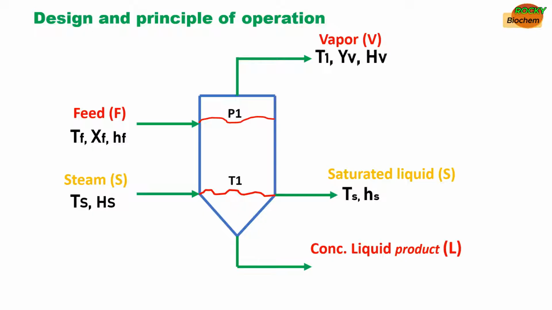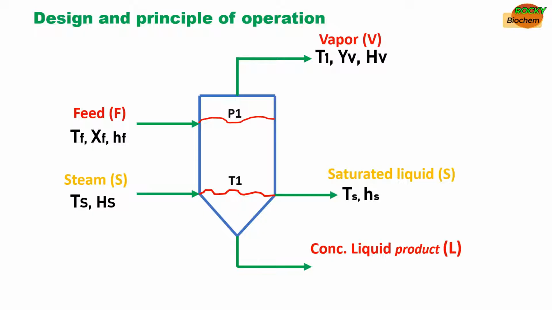And now let's look at the vapor. This is literally pure water that is removed from the feed. So when we remove pure water from the feed and it comes out as a vapor, it will have its own temperature T1. Now this temperature is the same as the temperature inside the evaporator chamber. In some questions, you would not be given the temperature of the vapor, but you always have to take note that the temperature of the vapor is the same as the temperature inside the evaporator chamber.